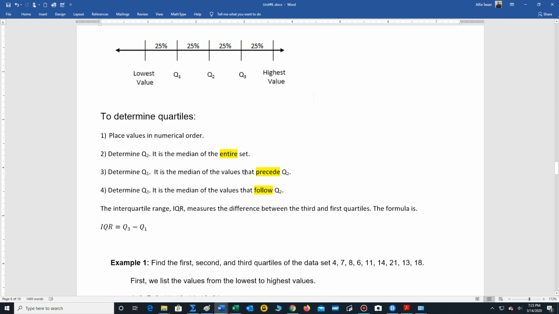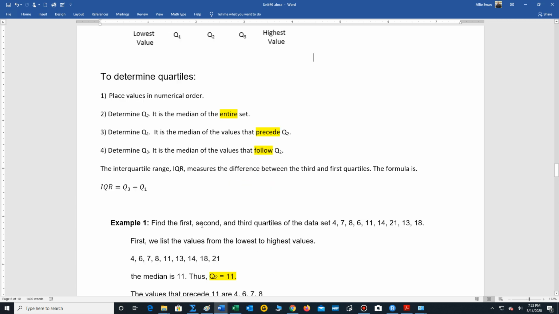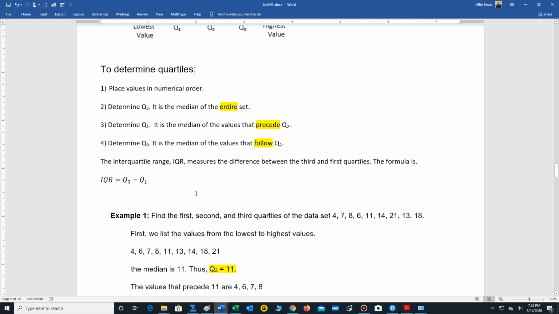Okay, to determine the quartiles, it's a very simple process. Obviously, the first step is we put the values in numerical order. Second, we determine quartile 2. It is the median of the entire data set. Next, we determine quartile 1. It is the median of the values that precede quartile 2. Finally, we determine quartile 3. It is the median of the values that follow quartile 2.